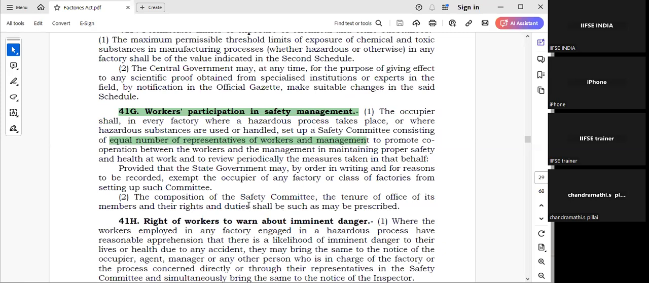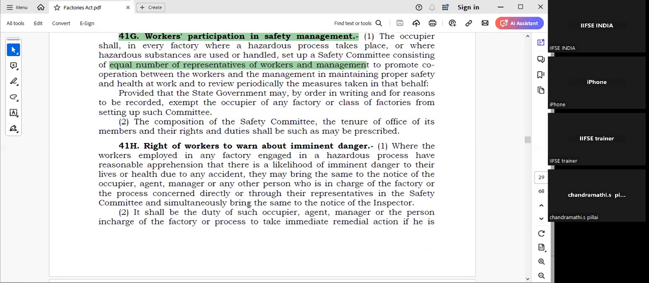So if you see this tenure of the committee, we have discussed it many times. The tenure of the committee will be for 2 years. There will be 50-50 participation of the management people as well as workers' participation is required.